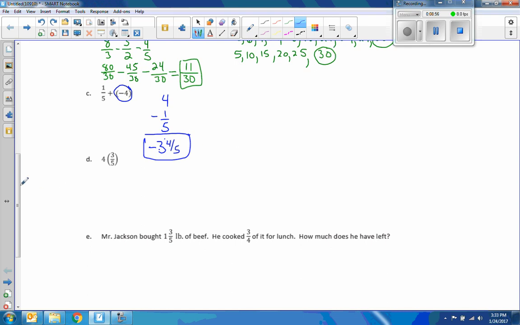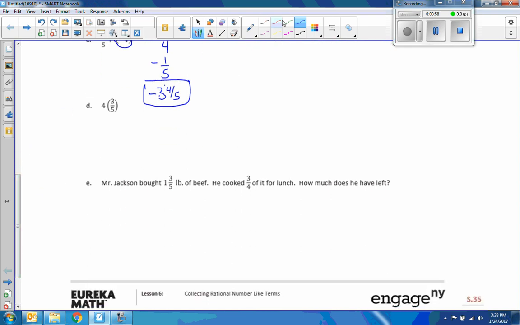Okay. D is multiplication. And that just simply means 4 times 3/5. You can think of 4 as 4 over 1. And multiply the numerator times the numerator, you get 12. Multiply the denominator by the denominator, 5 times 1. If I don't want to leave that as improper, 5 goes into 12 2 times, which is 10. The remainder of 2, you put your remainder over 5.